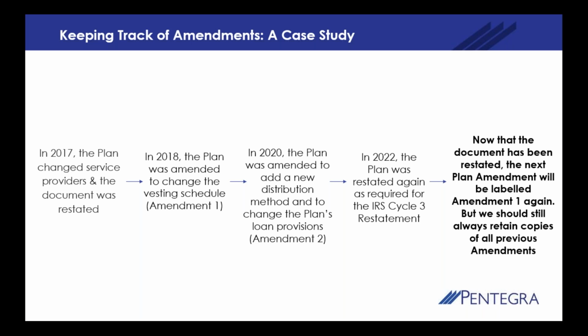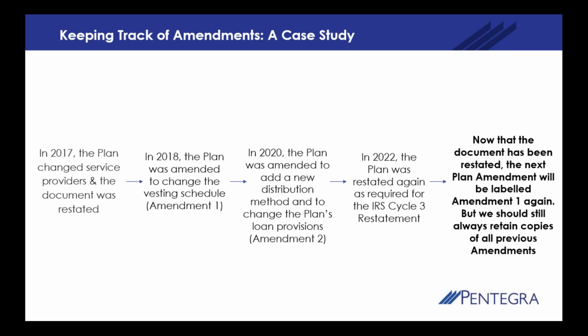So this was a client who changed service providers, and at the time of their transition, the document was restated onto our standard document. In 2018, 1 year later, the plan was amended to change the vesting schedule. And we had just restated the document the previous year, so that then became Amendment 1 to the new document. Then they didn't make any changes for a couple more years, and then in 2020, the plan was amended again. This time they made 2 changes: to add a new distribution method and to change the plan's loan provisions, which was Amendment 2. Then in 2022, the plan was restated again.